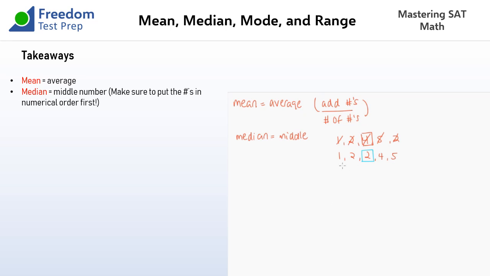So instead of having an odd number of numbers in the list, I take 1 out and I have an even number of numbers in the list, right? I just got rid of a 2. Well, now there is no middle number. We have 2 middle numbers.